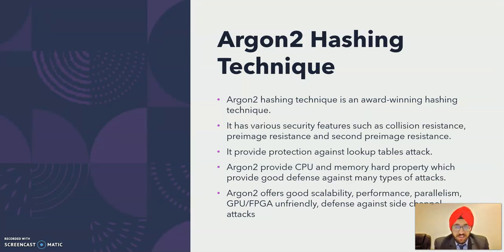Argon2 hashing is an award-winning hashing technique. It has various security features such as collision resistance, preimage resistance, and second preimage resistance. It provides protection against lookup table attacks. It has a memory hard function. It provides good CPU resistance, and protection against many types of attacks. It also provides good scalability and performance.